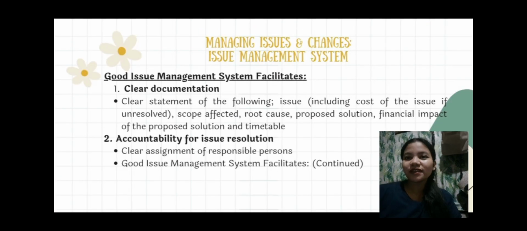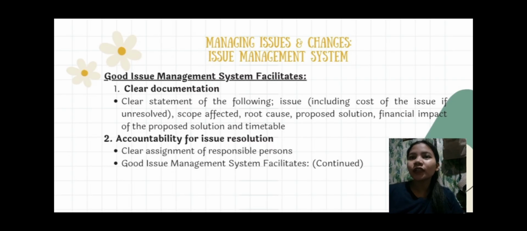A good issue management system facilitates the following. Number 1 is clear documentation. This system should provide a clear statement of each issue, including cost if unresolved, scope affected, root cause of the problem, proposed solution, financial impact of the solution, and timetable for resolution. This comprehensive documentation ensures everyone understands the issue, promotes transparency, and aids in tracking progress.